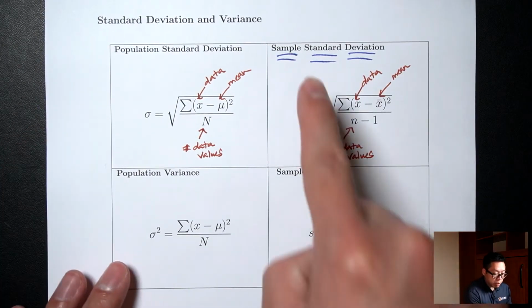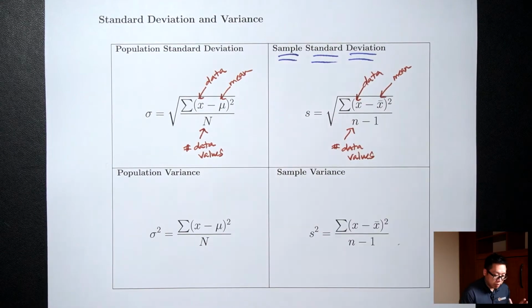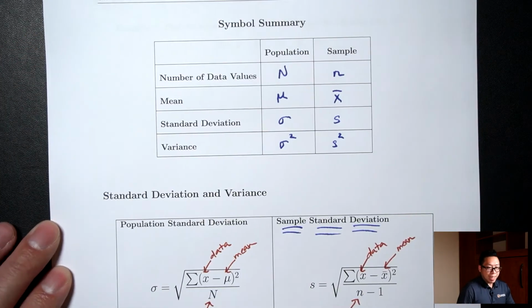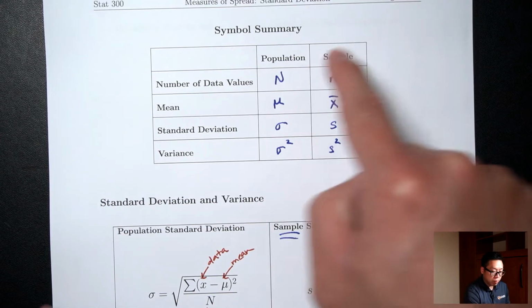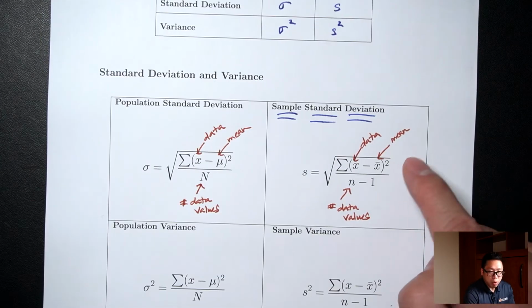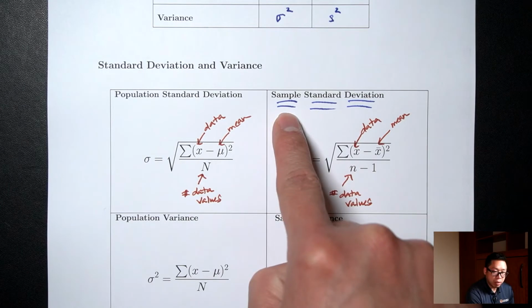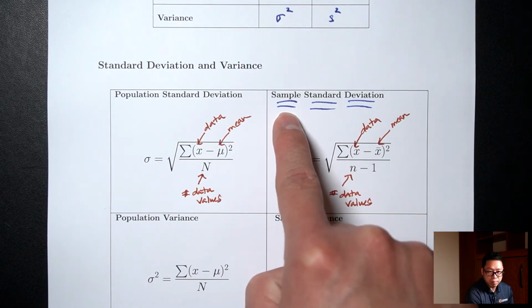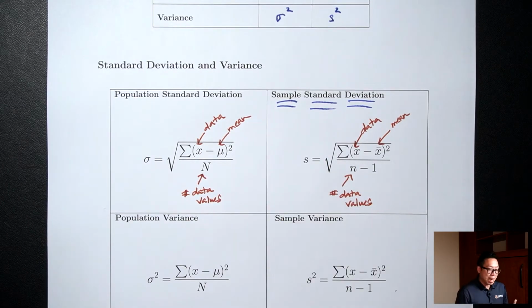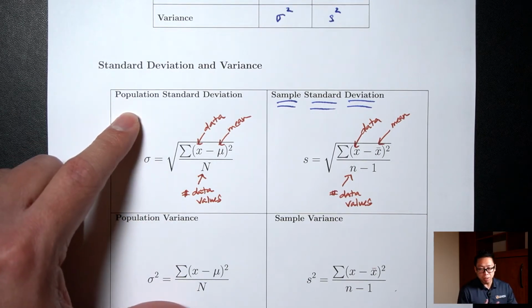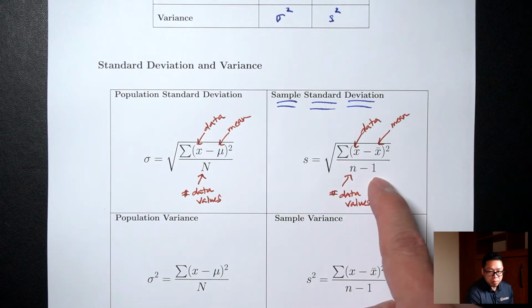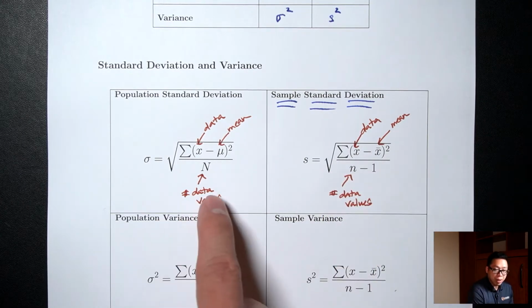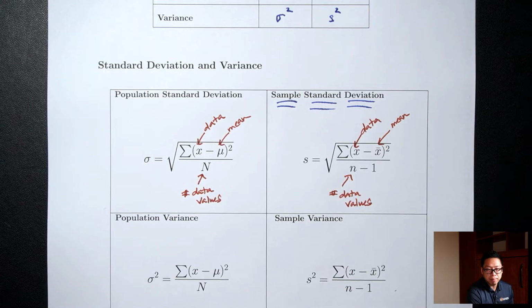For this class, we're just going to focus on the sample standard deviation because in reality, we can't get data from everybody. So we're most of the time only working with a sample, which is why for this class, we'll just work with the sample standard deviation. Now, if you happen to be able to get data from everybody, then you would use this formula. And the only difference, once again, is instead of dividing by n minus 1, you just divide by the full number of data values.